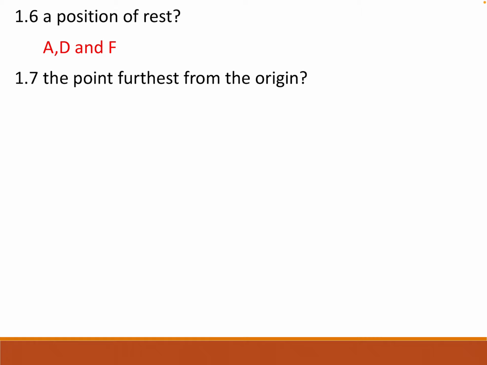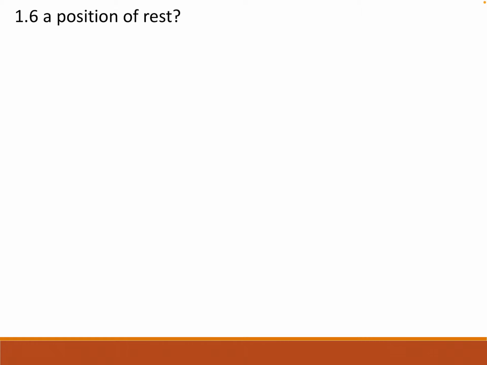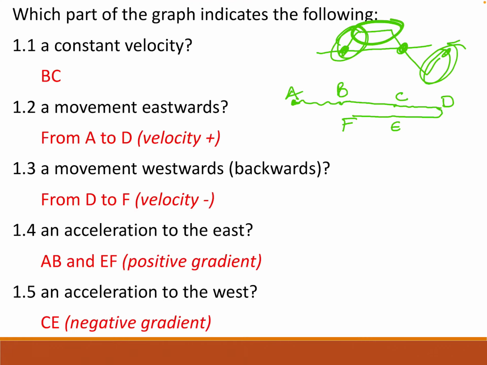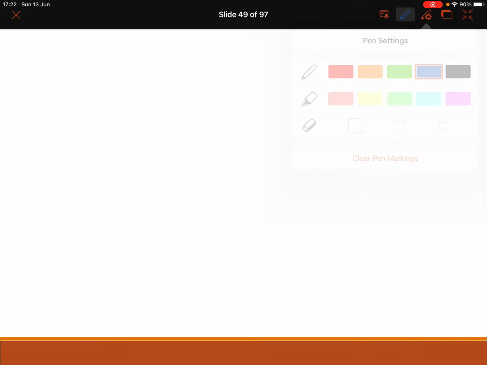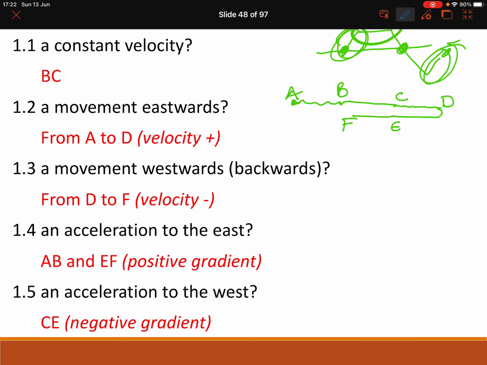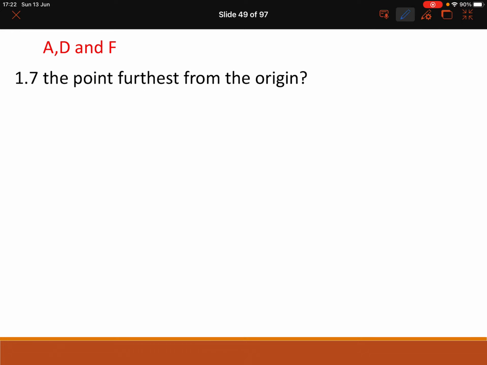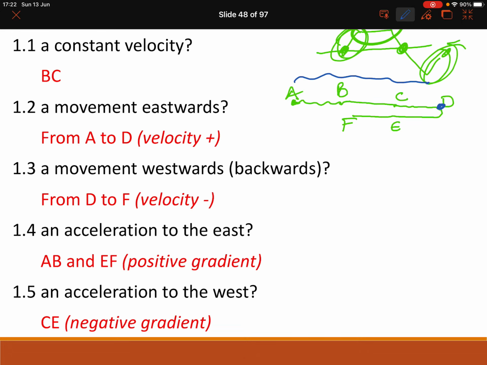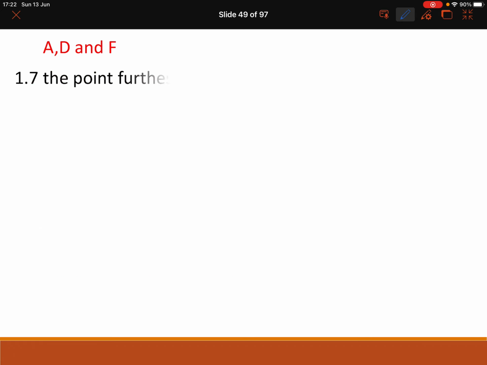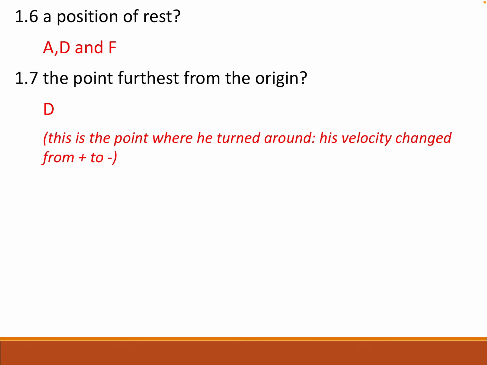Okay? Point furthest from the origin. Let's look at my diagram, which is getting more and more messy as we go along. Sorry about that. So if we go back here, remember, this is all in the same direction. This is where it turns around. Okay, so what is the question? The point furthest from the origin. So if we go back here, it's point D, because it was still moving away from the beginning. So that makes it D.